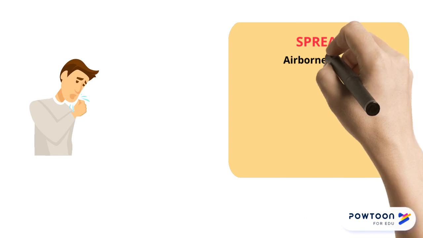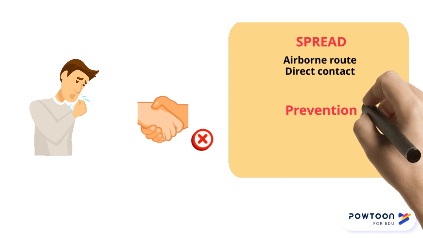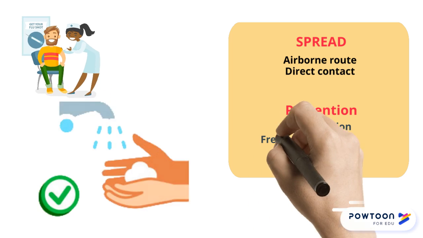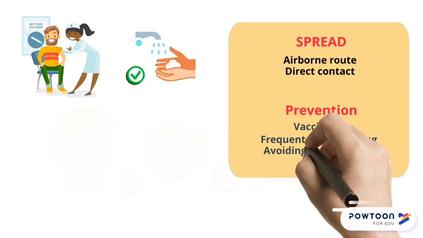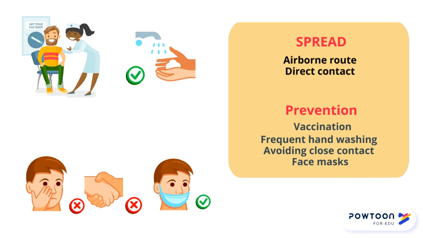Usually, the viruses are spread through the air from coughs or sneezes, and can also be spread by direct contact and touching the mouth or eyes. Taking yearly vaccinations against the subtypes recommended by WHO, frequent hand washing, avoiding close contact, and wearing a surgical mask are ways you can reduce the risk of viral spread.